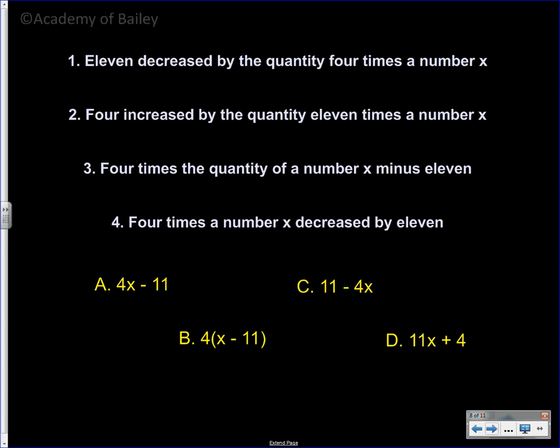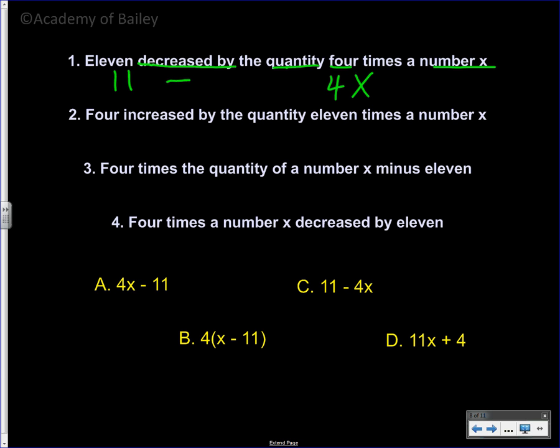Okay, so let's look here. Number one says 11 decreased by the quantity 4 times a number x. Well, here's 11. We know decreased by means minus, and when you see "quantity," it kind of puts some things together. And you notice 4 times a number x. I don't like the way that's written because that's a dot x. I just want to go ahead and write it like this: 11 decreased by the quantity 4 times a number x.